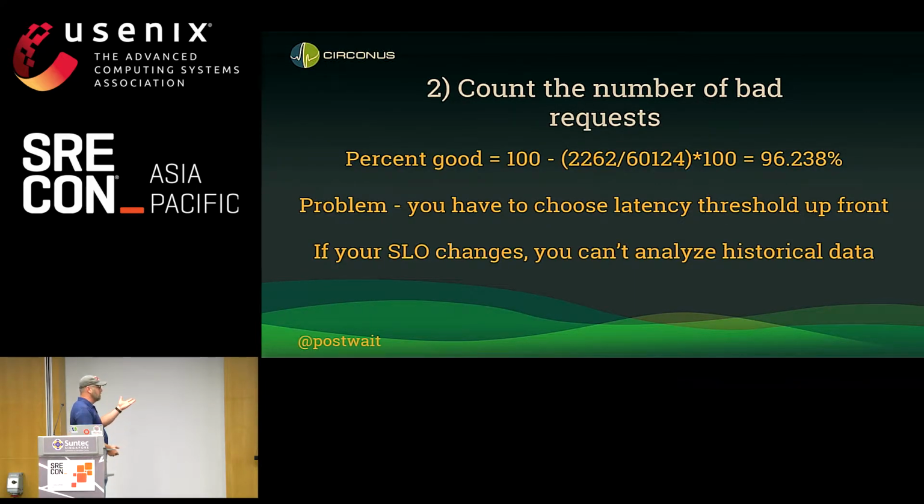This is a pretty simple process. Like I said, you just count the number of good requests over the number of total requests, and you get your percentage, and beautiful. So the problem here, kind of the fundamental problem, is that you have to choose your SLO latency up front.